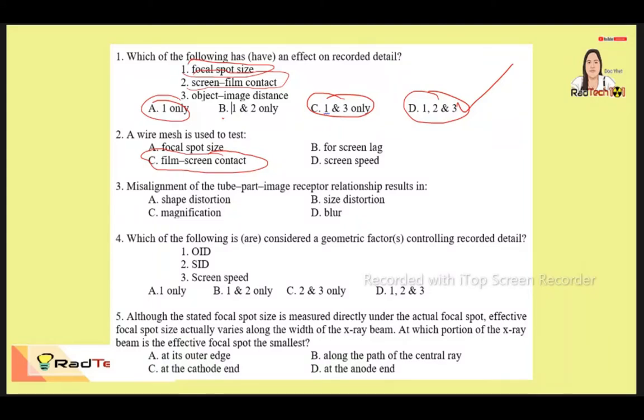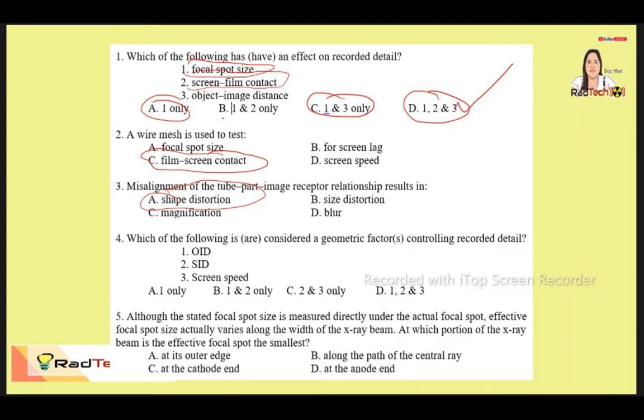So number 1, the correct answer is letter D, and number 2, the correct answer is film screen contact. So number 3, misalignment of the tube part image receptor relationship will result in shape distortion. So it will result to magnification. It can result also to minification if applicable. So letter A. Then number 4, which of the following is or are considered a geometric factor or factors controlling the recorded detail?